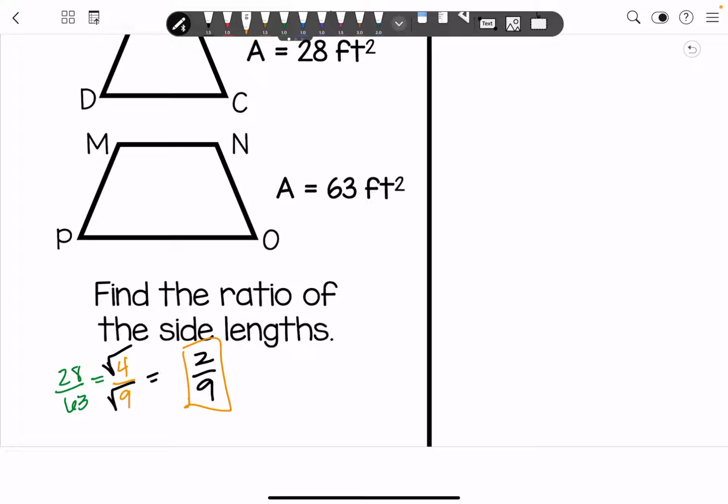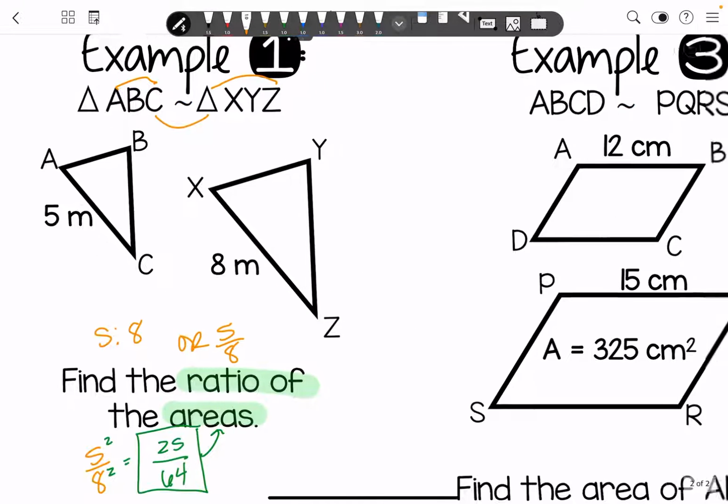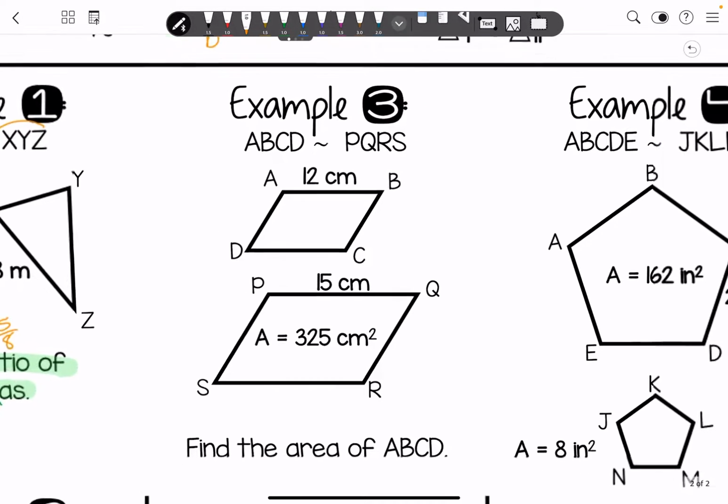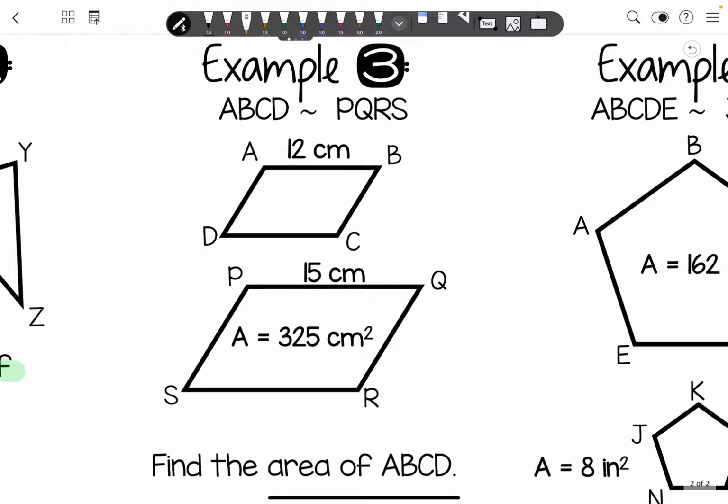Now, of course, it's not always going to be that easy. So if you go into that second flap, example 2, we're going to find the area. Technically, it's example 3. All right, we're going to find the area, and we're going to have to set up proportions in this.